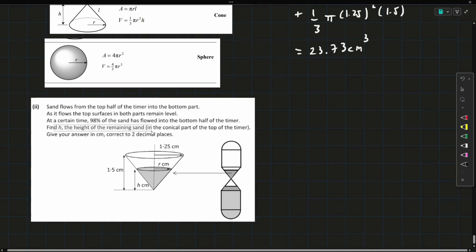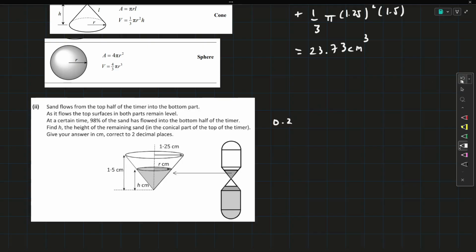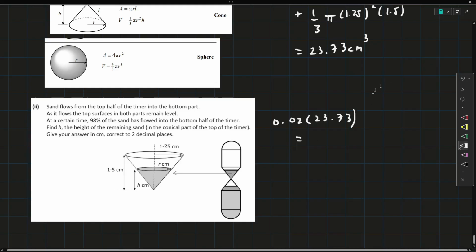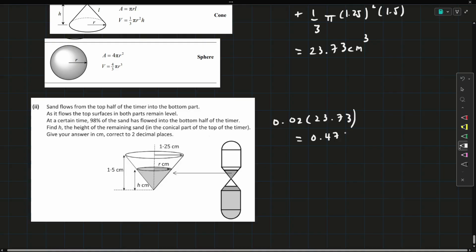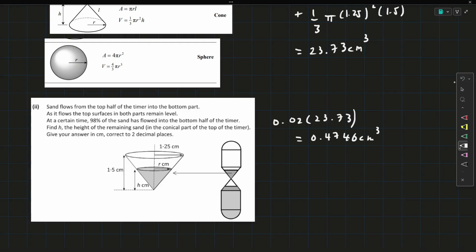We need to find the height of the remaining sand, so h on this diagram. That means that 2% of the volume is left here. So let's take 2%, 0.02, multiplied by our original volume, which is 23.73. And that'll tell us the volume of this shaded cone that we need to find. And it ends up being 0.4746 centimeters cubed as our volume.